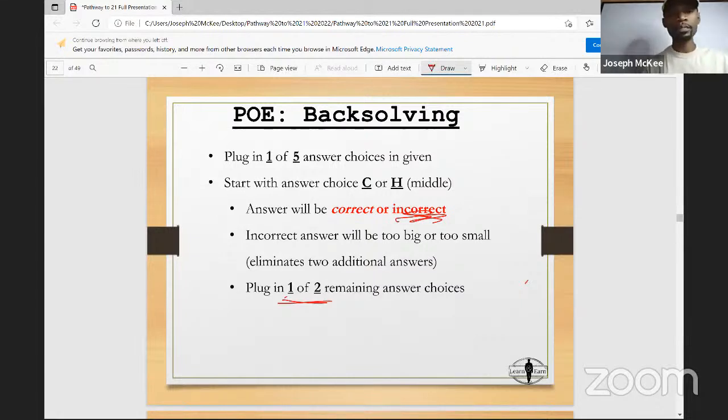All right. So this is real simple. Many of you have seen this and done this before. But we have to be very deliberate in using it on the ACT. So plug in one of the 5 answer choices, start with C or H. If it's correct, we mark it. If it's incorrect, we look for the 2 other answer choices that fit the same criteria, that are too big or too small, and then we plug in one of the remaining 2.